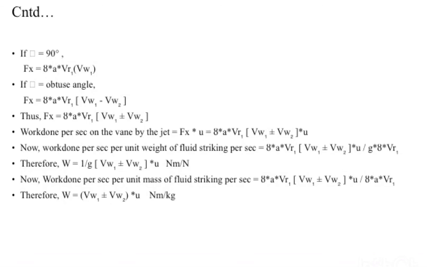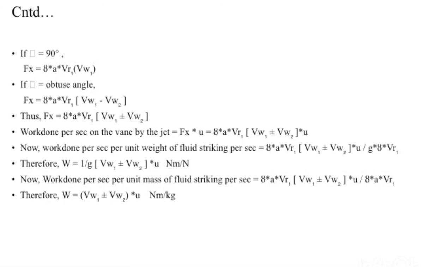Now this was the work done per second on the vane by the jet. Now work done per second per unit weight of fluid striking per second, how to find that? Whatever work done we have found above, divided by the weight of fluid striking per second. So the weight of fluid is given as g, that is your acceleration due to gravity, into rho into area into VR1. So finally you will get W equal to 1 upon g in the bracket VW1 plus or minus VW2 into U. The unit will be Newton meter per Newton.